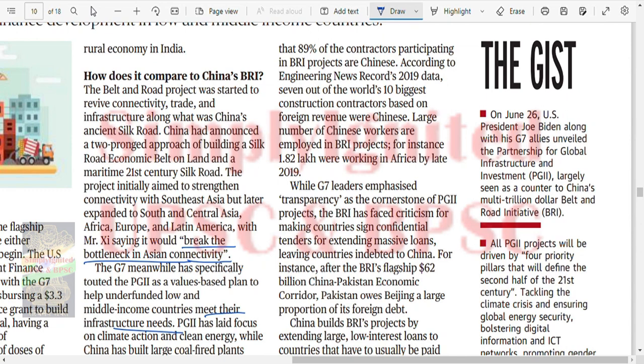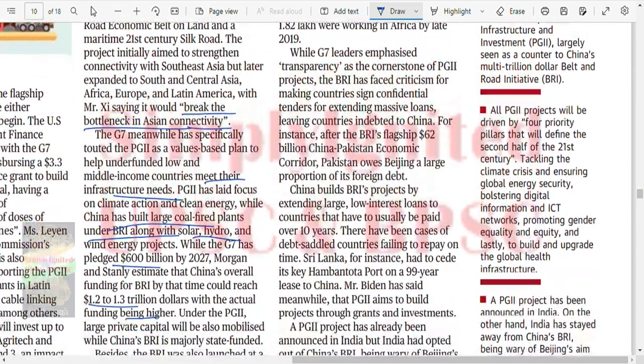According to Engineering News-Record's 2019 data, 7 out of the world's 10 biggest construction contractors based on foreign revenue were Chinese. The largest number of Chinese workforce are employed in BRI projects. While G7 emphasized transparency as a cornerstone, BRI has faced criticism for making countries sign confidential tenders for extending massive loans, leaving countries indebted to China. For instance, after the BRI flagship 62 billion CPEC, Pakistan owes Beijing a large proportion of its foreign debt.